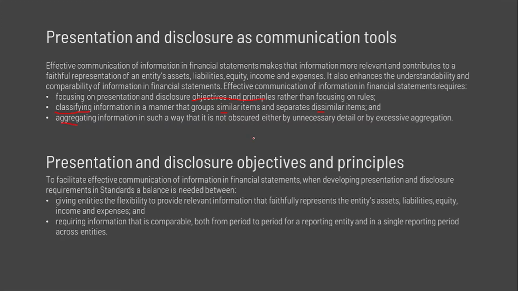The cost constraint or cost-benefit principle is a pervasive constraint, meaning it affects all aspects of financial reporting. Hence, it affects decisions about presentation and disclosure. Presentation and disclosure objectives are specified in the standards.